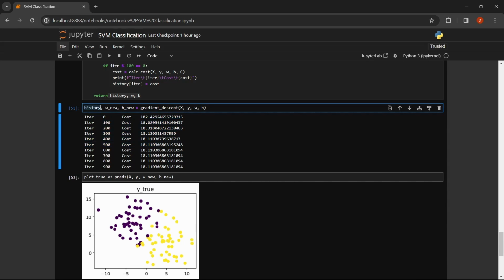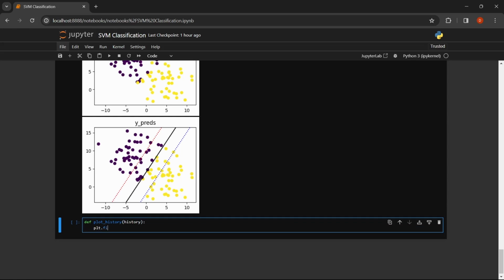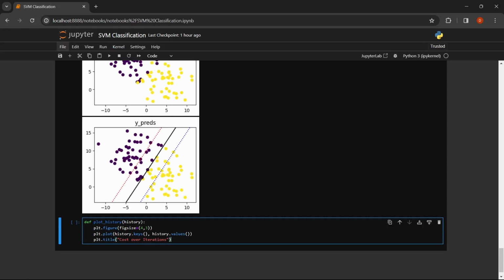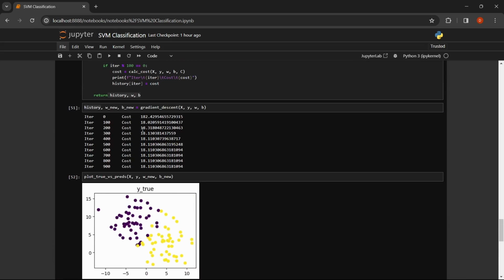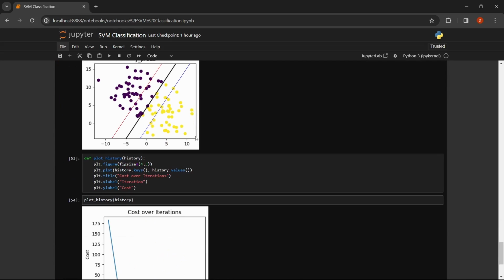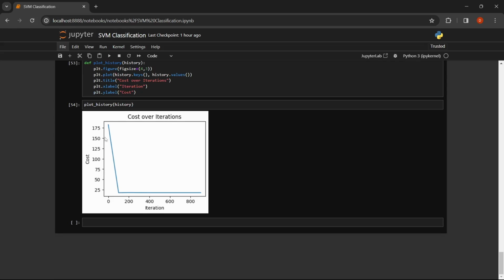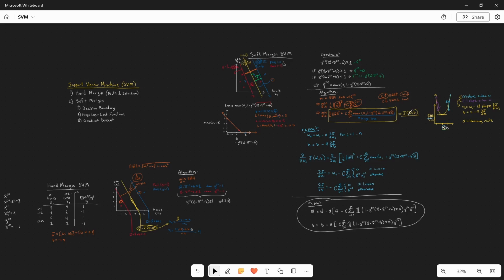Now let's go ahead and see what this history value looks like in a plot so we can see how our cost decreased over the iterations. Okay, so if you couldn't tell in these numbers right here, this is what our cost looks like over the iterations. It started off pretty high and then immediately dropped off. And it looks like it found that global minimum cost almost immediately. All right, so that's about it for support vector machines and making classification predictions using the hinge loss function.